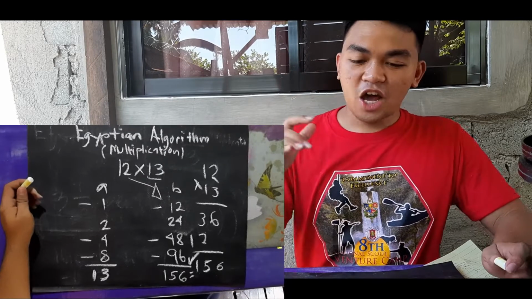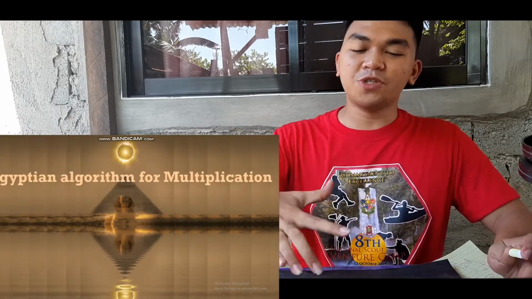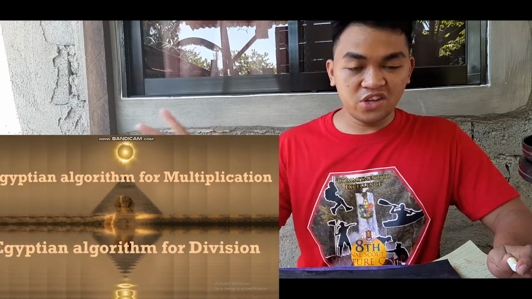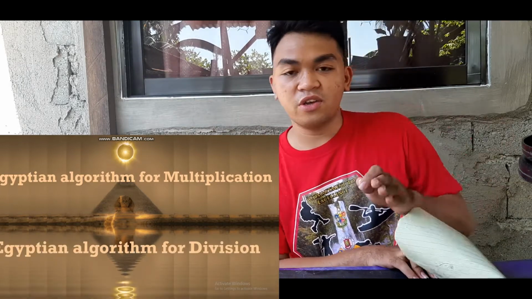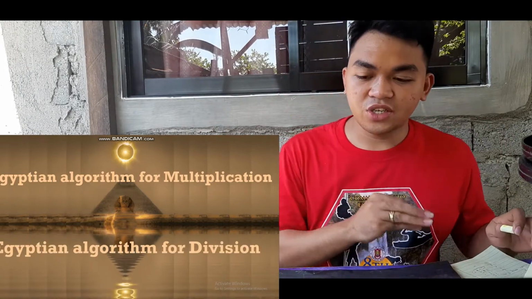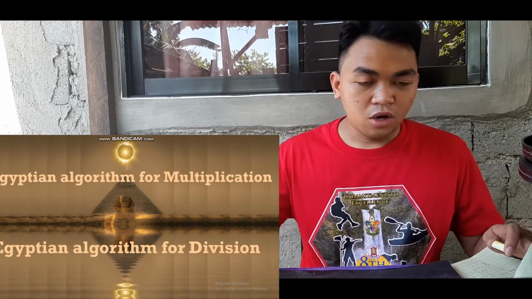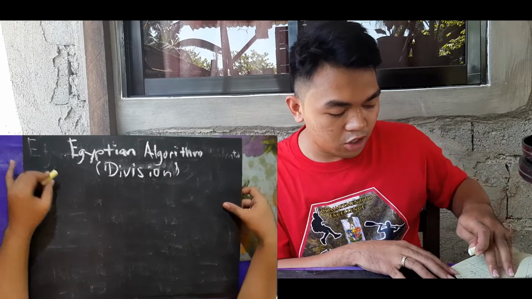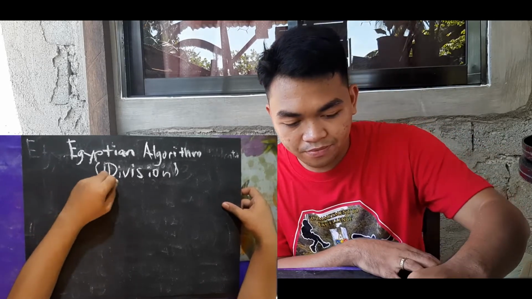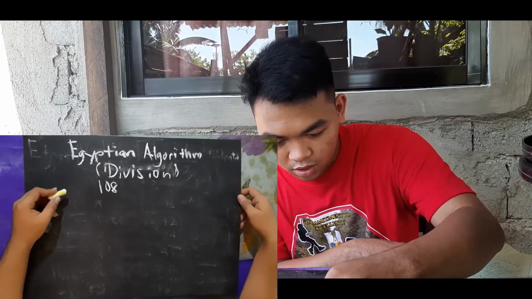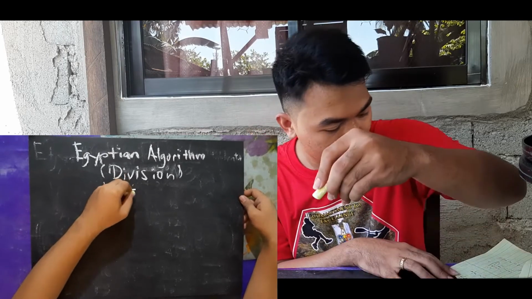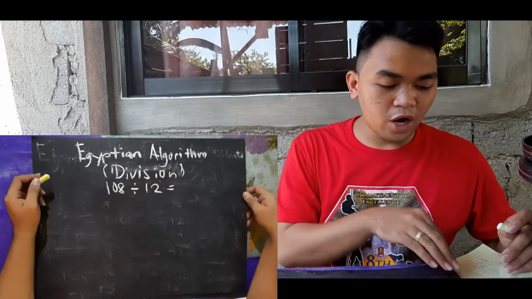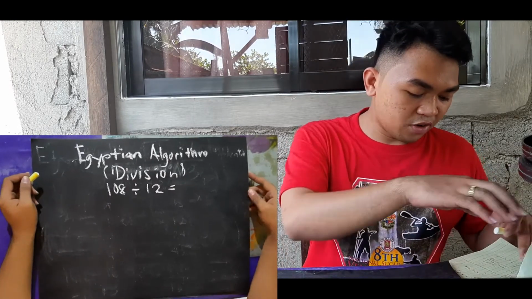So next, I will show you how the Egyptians solved their division. The Egyptian algorithm in division. The Egyptian algorithm for division is the inverse of the solution of the multiplication. The given equation to us is 108 divided by 12. I will show you how the Egyptians solved it.